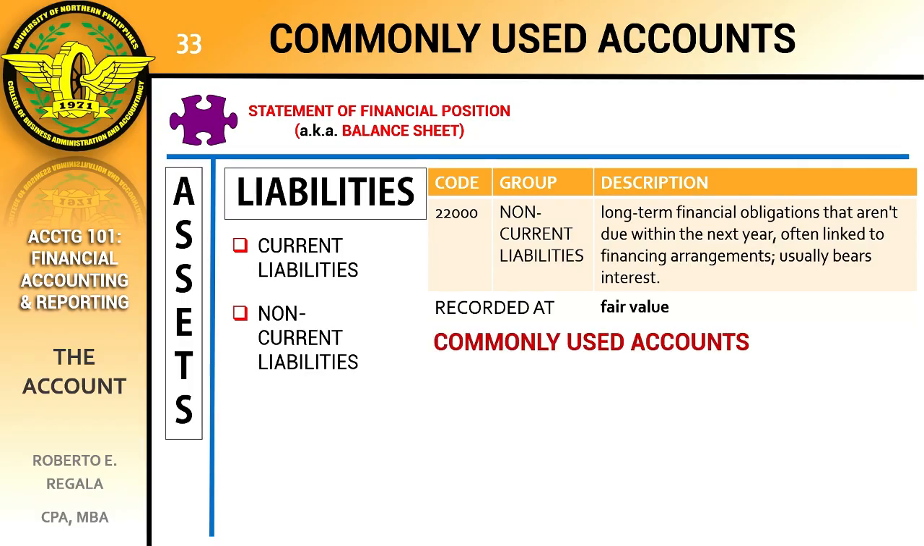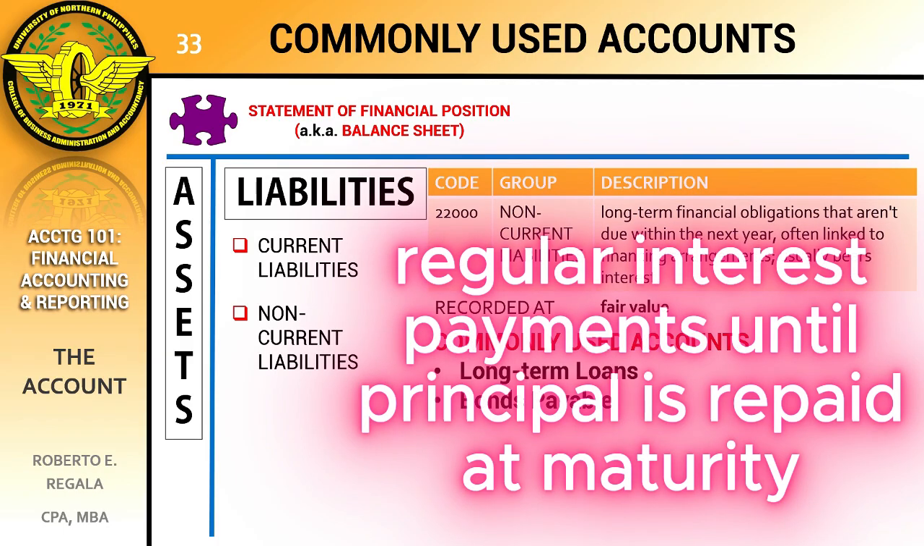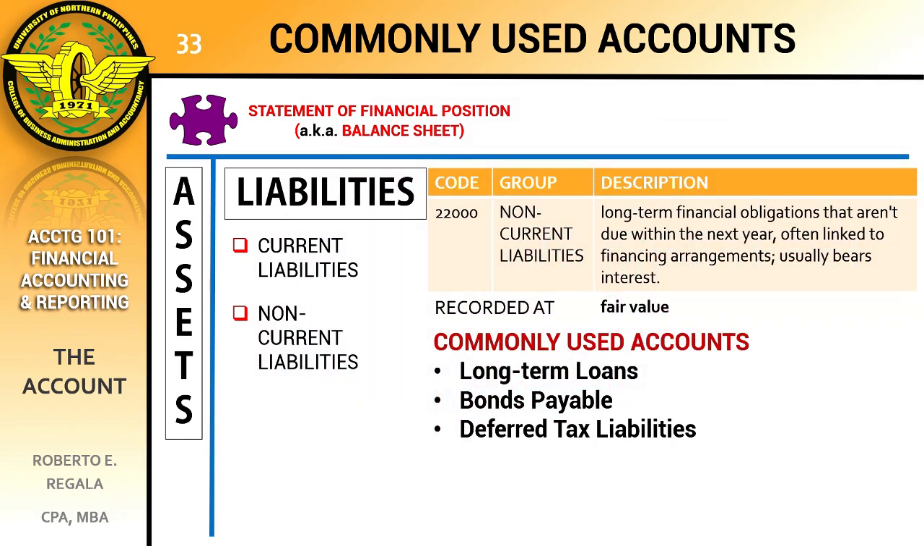Some commonly used accounts under non-current liabilities include long-term loans, which are loans that are due for repayment beyond 1 year. For example, a company might take out a 5-year loan for expansion. Bonds payable, which are debt securities issued to raise funds. These bonds have a maturity of more than 1 year, and the company makes regular interest payments until the principal is repaid at maturity. Deferred tax liabilities, which are taxes that a company will owe in the future, typically from temporary differences between accounting and tax treatments.